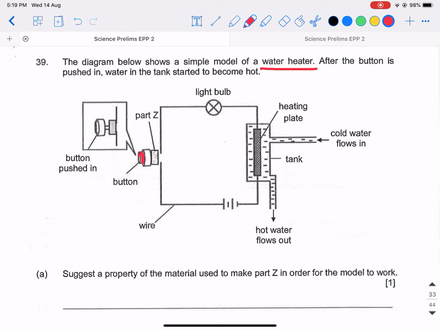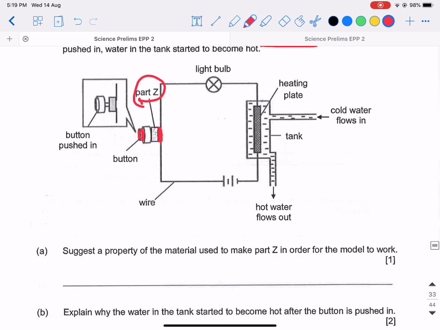There's a button here and there's an unknown part Z. You press it, then it seems that this part Z will start to come in contact and close up the circuit. Alright, since there's a circuit, the tank will start to become hot. Suggest a property in order for it to be Z. So it's quite straightforward. Of course, it must allow electricity to flow through. It must be an electrical conductor of electricity.